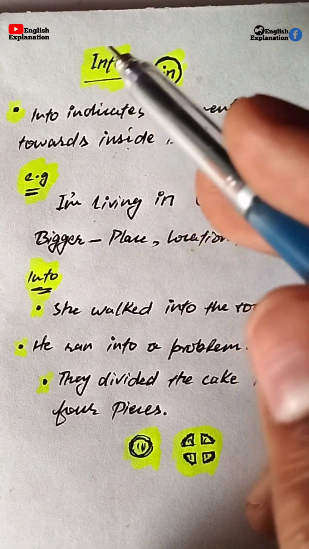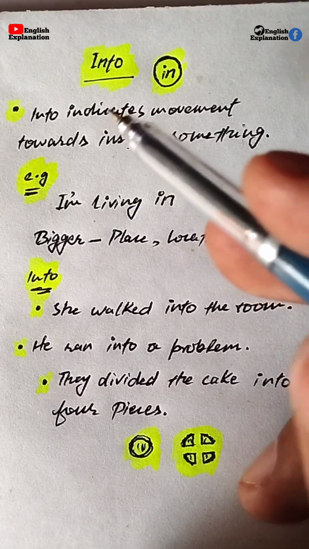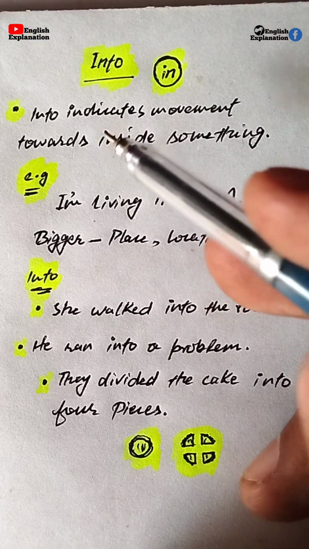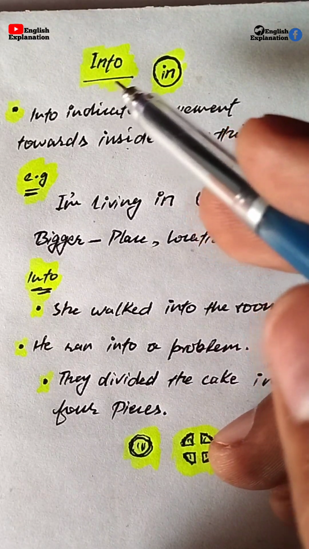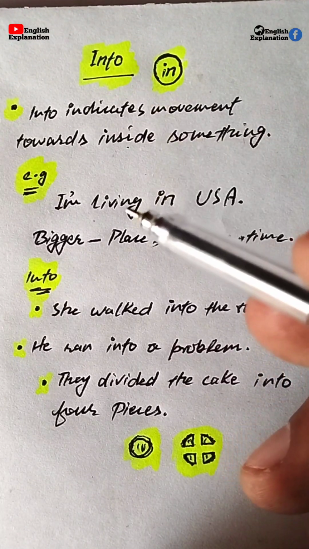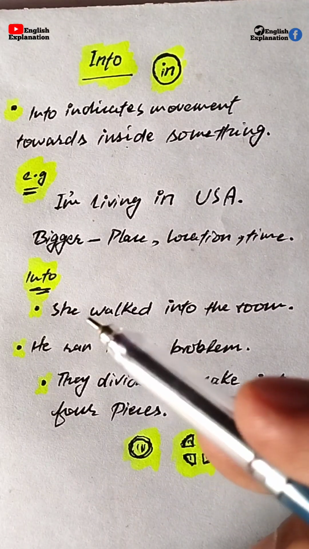So why are we using into here? Because we want to show the direction of something from one place to the other place. That's why we use preposition into. So let's see some examples. I will make it clear. Here you can see some examples.